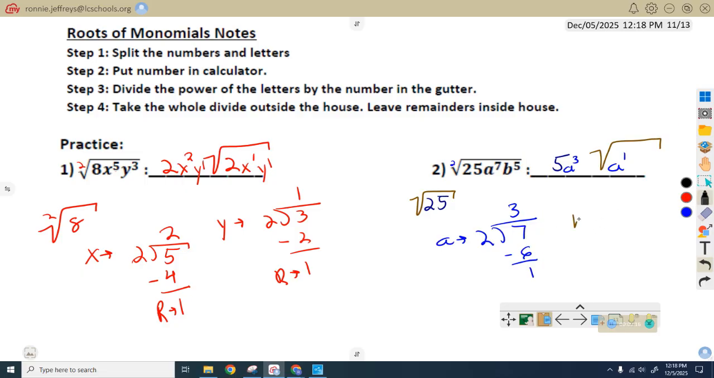All right. Now with the B, I'm going to be doing this math. All right. So how many times will 2 go into 5? 2 times, with the remainder of 1.